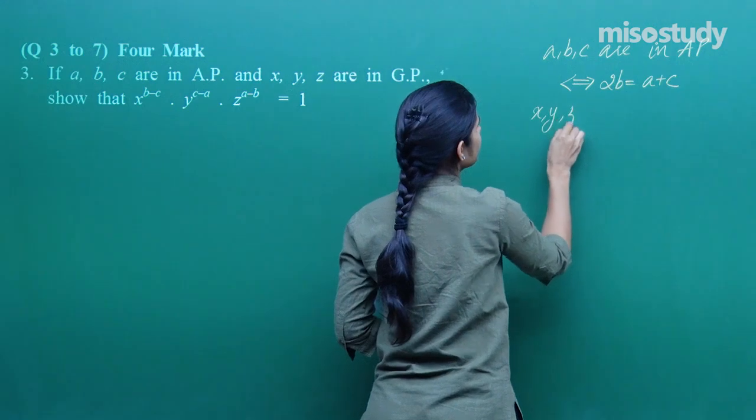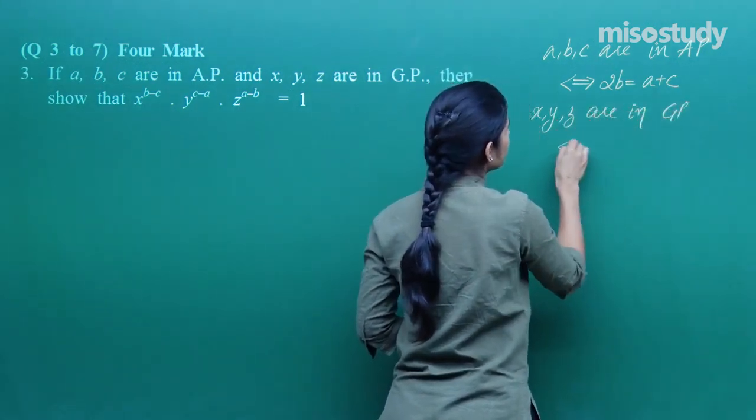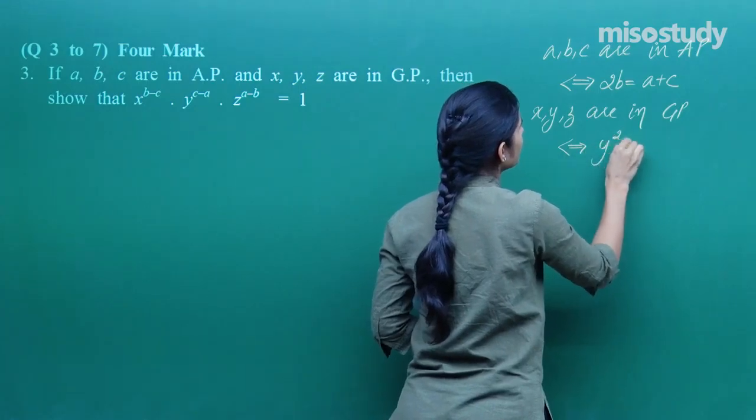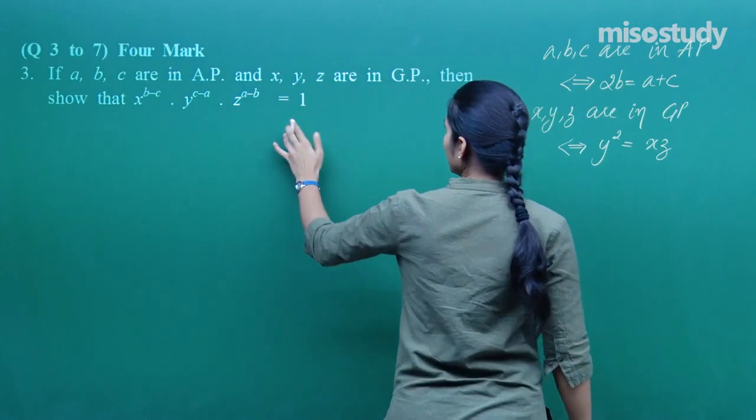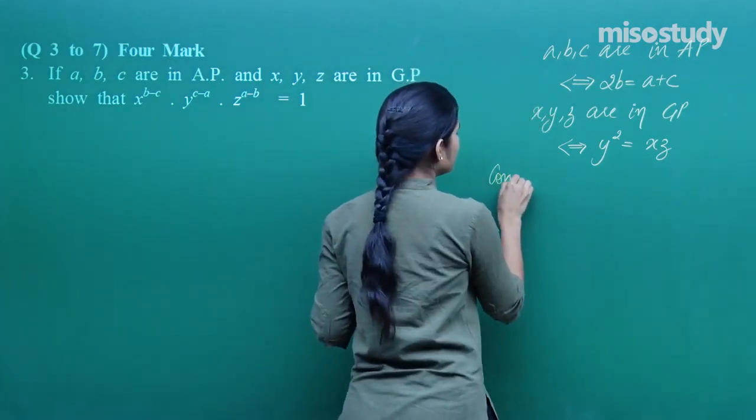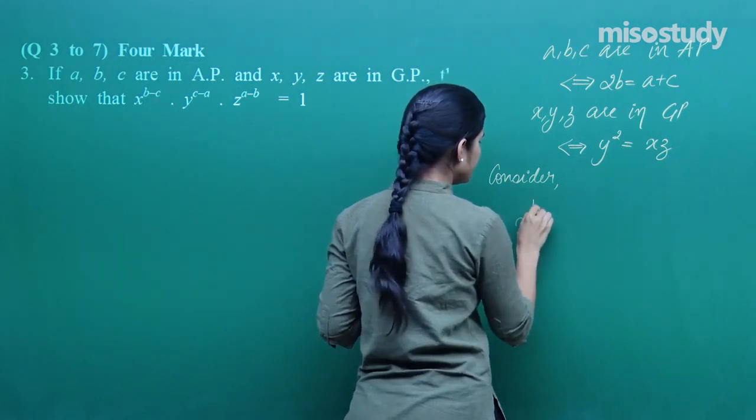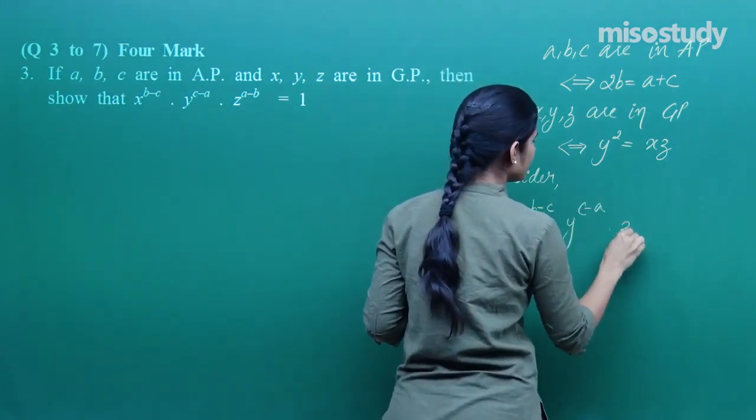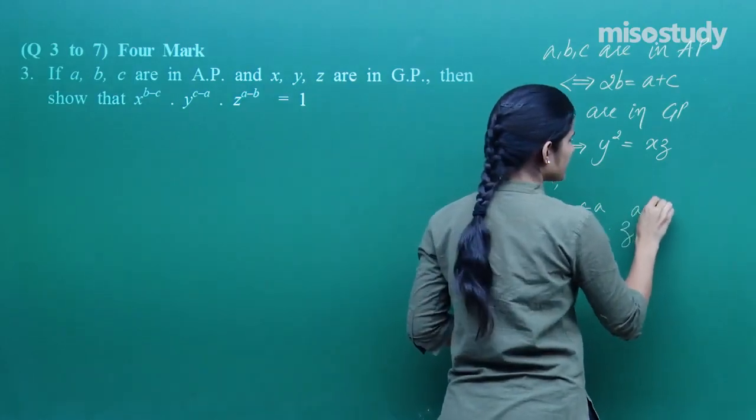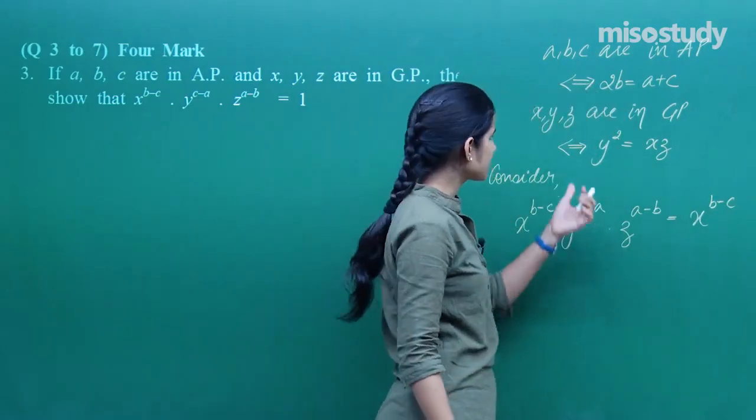X, Y, Z are in GP. This is if and only if square of the middle term is equals to product of the first and the third term. Consider the left hand side which you need to actually show to be equal to 1. It is x to the power b minus c into y to the power c minus a into z to the power a minus b. Let's manipulate according to our given facts.